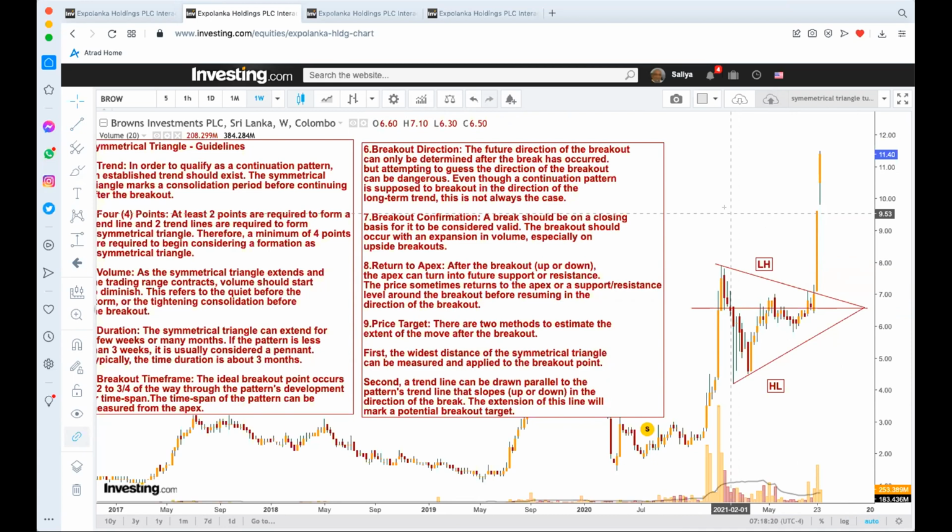But it does not necessarily mean that all the symmetrical triangles will have an apex at the halfway or at a point higher than the halfway mark, right? That is not always the case. Then you have the apex, okay, and then the breakout direction. The future direction of the breakout can only be determined after the break has occurred, right? So attempting to break or thinking that a breakout will take place is not the case. You need to wait for the breakout to happen on closing basis, right?